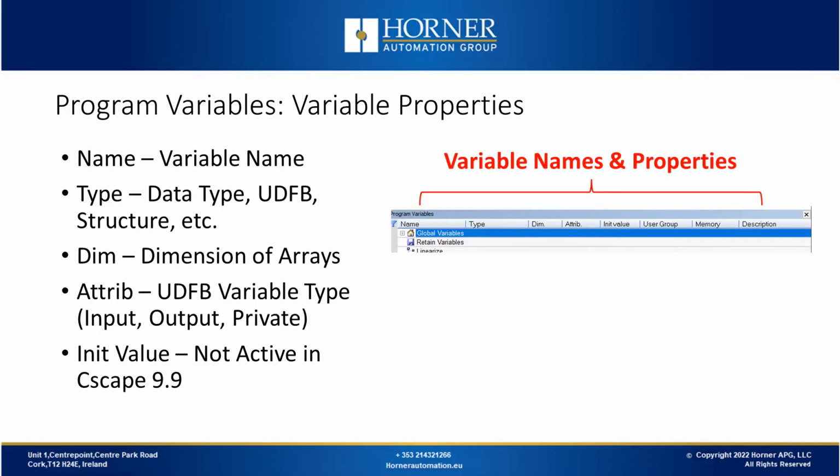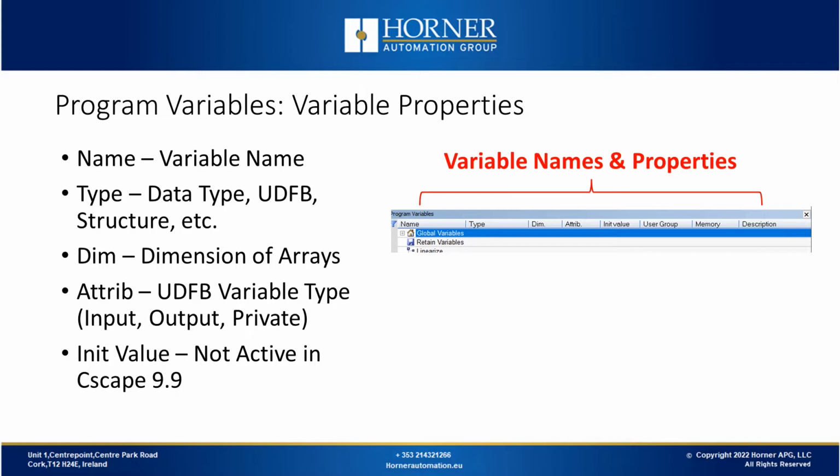Now let's talk about the variable properties from left to right. First, there's name, as your variable has to have a name. Next, you have type, which is the data type, for example, integer, double integer, real, boolean, or it could also be a variable that's tied to a structure or UDFB. Next, you have dimension. Dimension is used with an array of variables. So if you create a variable with a dimension of 8, then you create an array of 8 variables which you can reference anywhere between index 0 through index 7 to retrieve them.